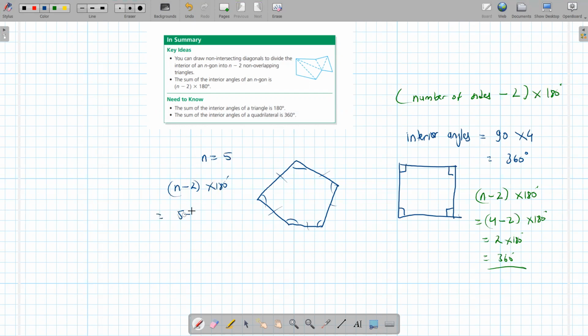N is 5, so 5 minus 2 times 180. And again, this is in a bracket, so you have to subtract before you multiply. So you get 3 times 180, which is 540. There you go. The angles in a pentagon, the inside parts, add up to 540.